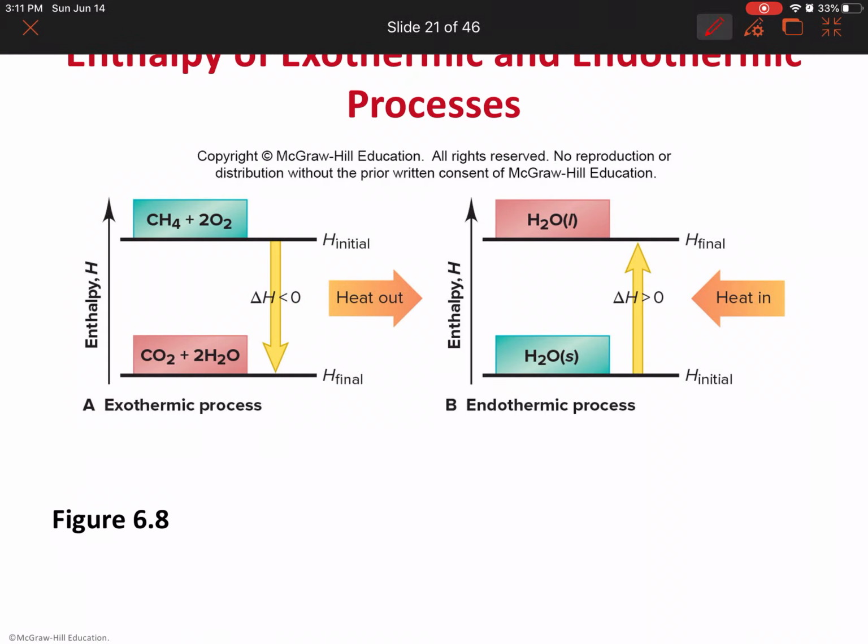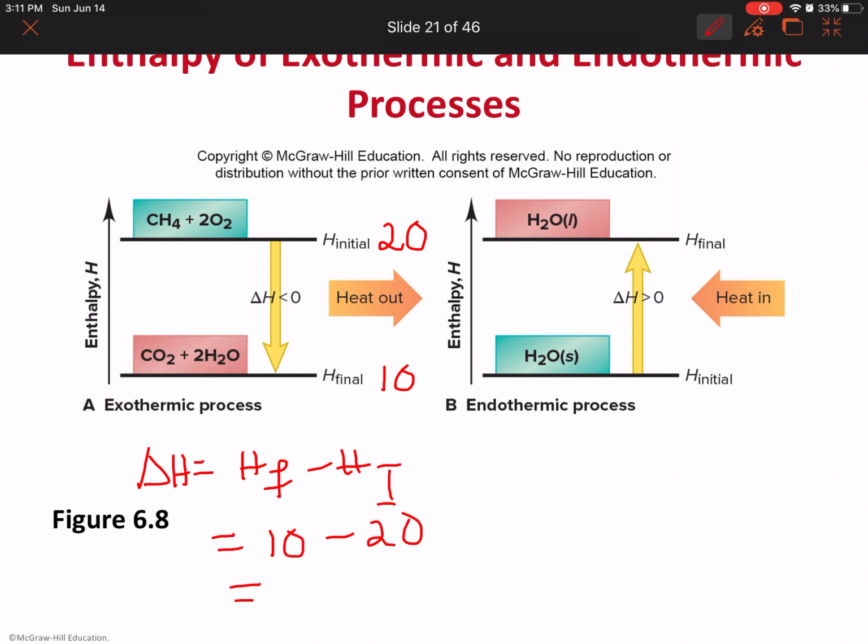For example, let's say initially you have an amount of energy 20, and then your final energy is about 10. So the delta H is going to be H final minus H initial. What's the final amount? 10. What's the initial amount? 20. So 10 minus 20, negative 10. So in an exothermic reaction, you release heat to the outside, and then the delta H would be a negative value. Delta H is going to be less than 0.